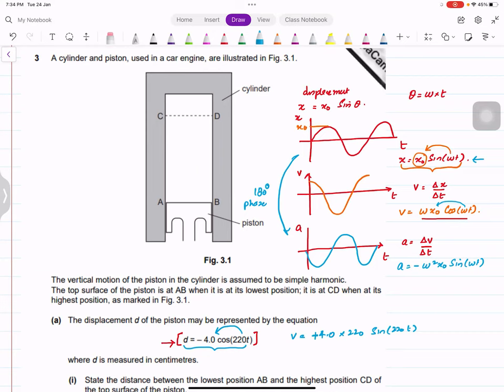So the velocity equation or the displacement equation can change depending on the question. So you should always remember how to change one from another. This is what I'm trying to tell you. Okay.